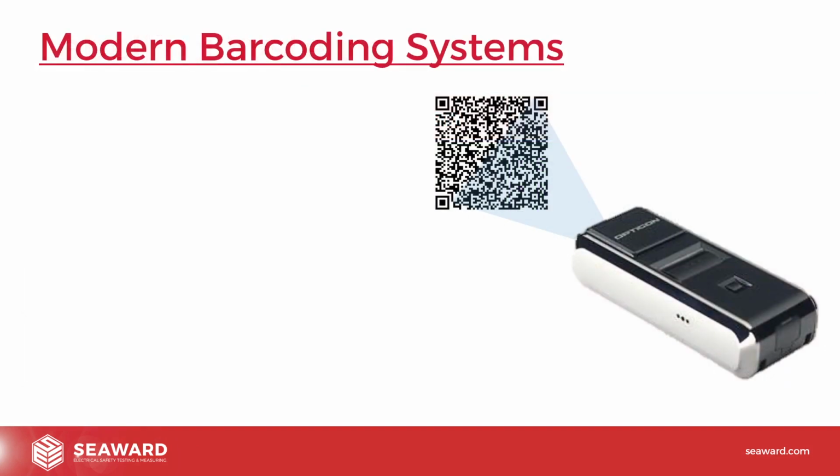So the modern barcoding systems, we talked about barcoding. This is a picture here of our latest 2D barcode scanner. And what we mean by a 2D barcode is, instead of the old 1D barcodes, the sort you'd see in the supermarket on your shopping, for example, these are actually 2D barcodes.